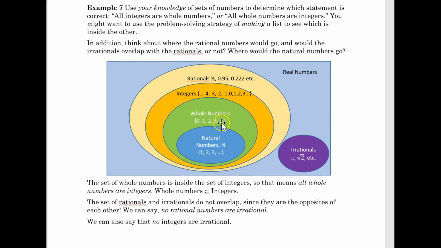Notice that we've got some statements, and some all statements going on here. All natural numbers are whole numbers. And we've got no integers are, where are the integers here? No integers are irrational because those 2 circles don't overlap.